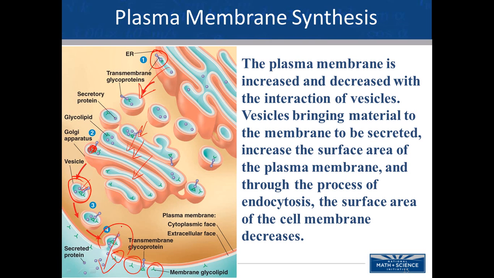Just the opposite of exocytosis is endocytosis. And so when endocytosis takes place, what's going to happen is a vesicle is being formed, and now it's going to come into the cell. That's going to decrease the surface area of the plasma membrane. So it's the interaction of these vesicles and endo- and exocytosis that's going to increase and decrease the size of the plasma membrane.